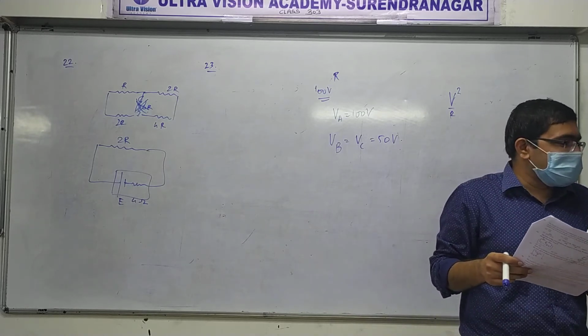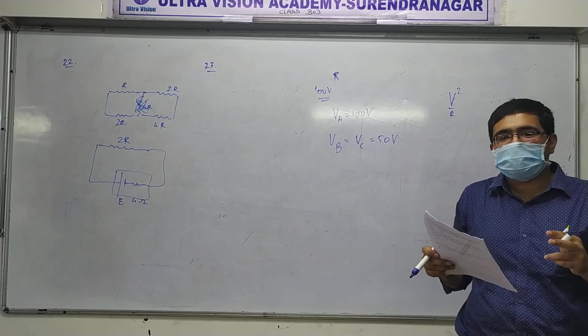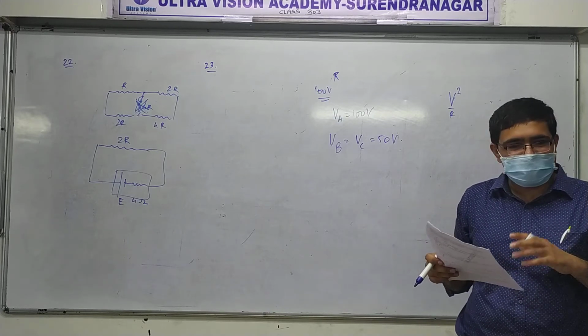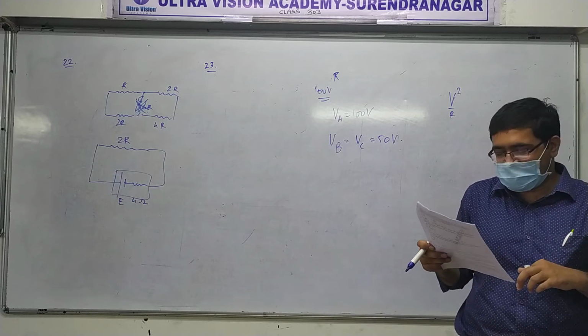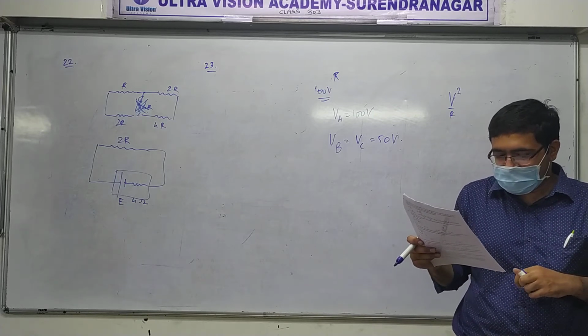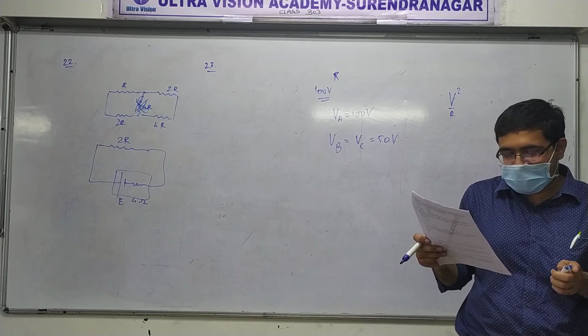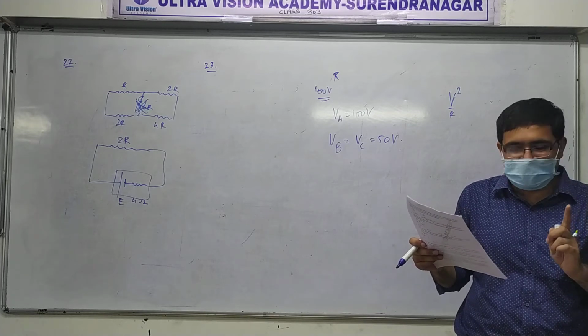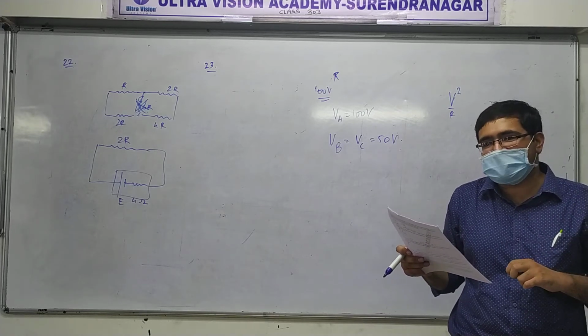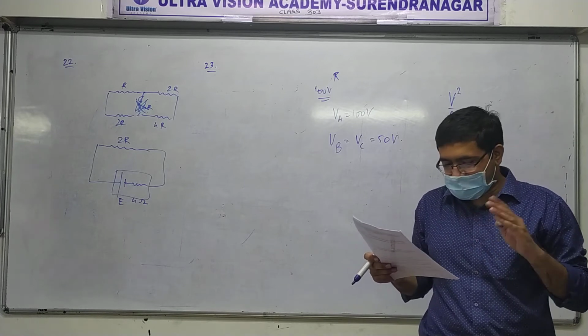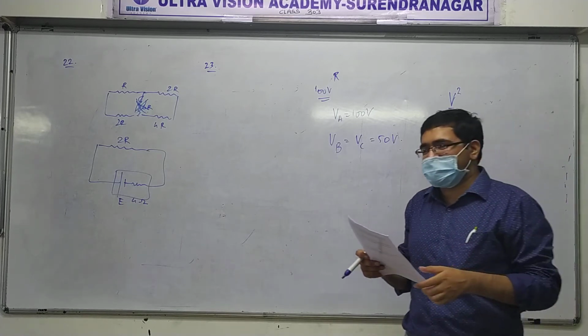How much is the voltage for D? 100 or 50? 100. Sure? Yes. So what's going to be our final answer? A will be the same as D, and will be the same as E, but that will be greater than B and C. Correct? Good job.